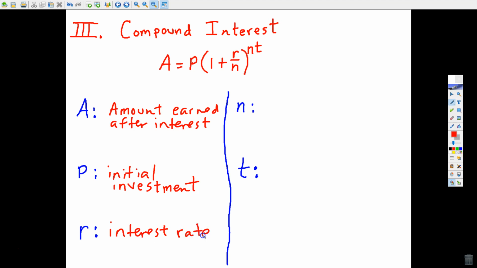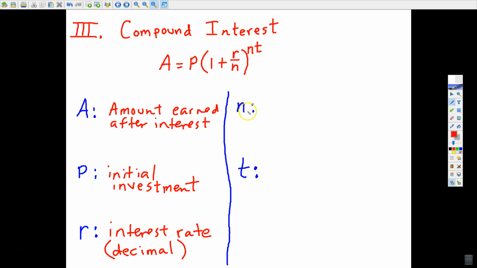But this is so crucial. I hope you listen carefully, because some people don't and they end up missing these problems, and this is a common mistake in using this formula. You always, always, always need to take the given interest rate, which will be a percentage, and you need to change it to decimal form. Make sure you change percent to decimal, or else you're going to miss the problem.